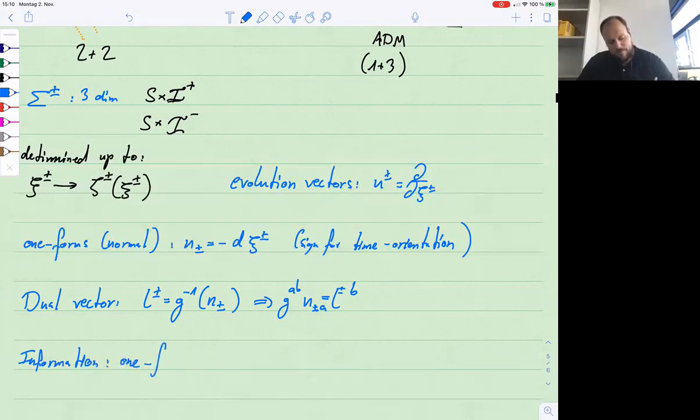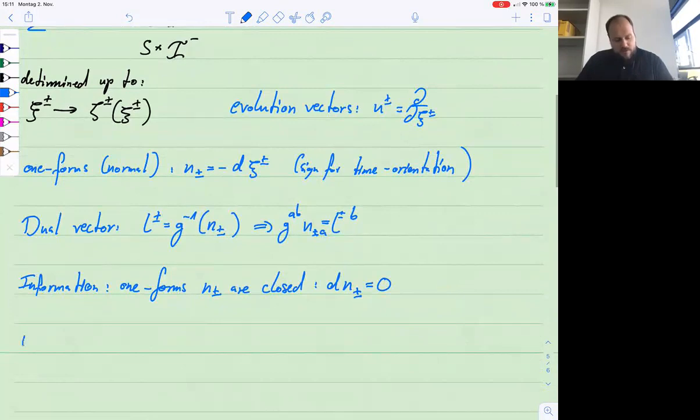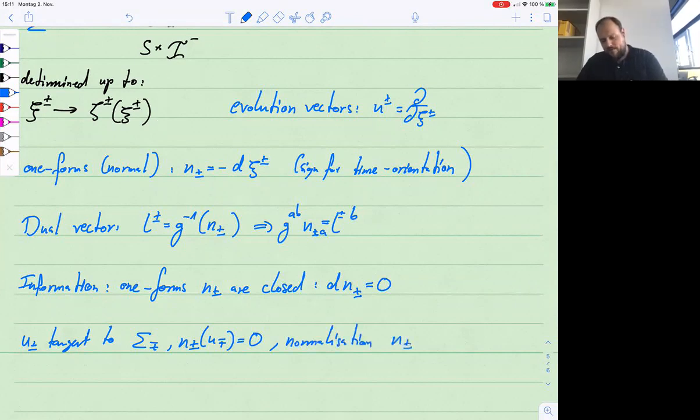The one forms are closed. That means when an exterior derivative is applied, this gives zero. This is important when you want to carry out some calculations. And we have seen that u plus minus are tangent to sigma minus plus. And this means n plus minus u minus plus is equal to zero. That's the same condition. And we impose the normalization, n plus minus L plus minus is minus one. That's just how we normalize those things.